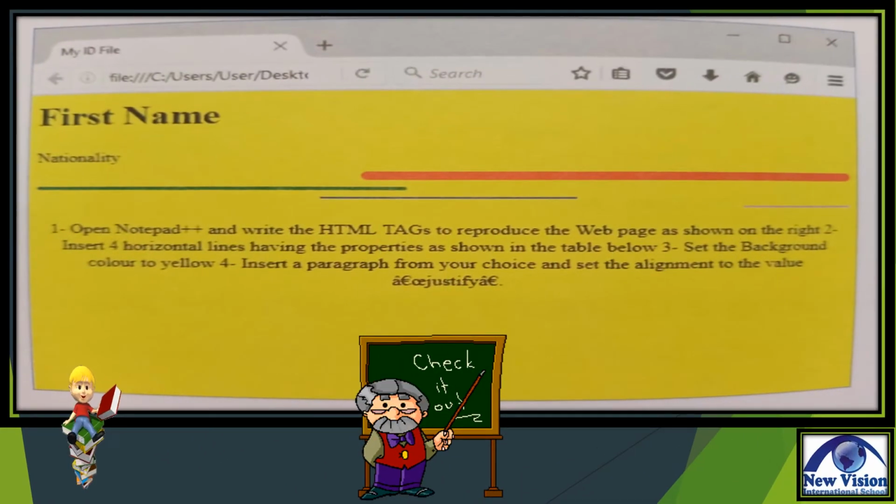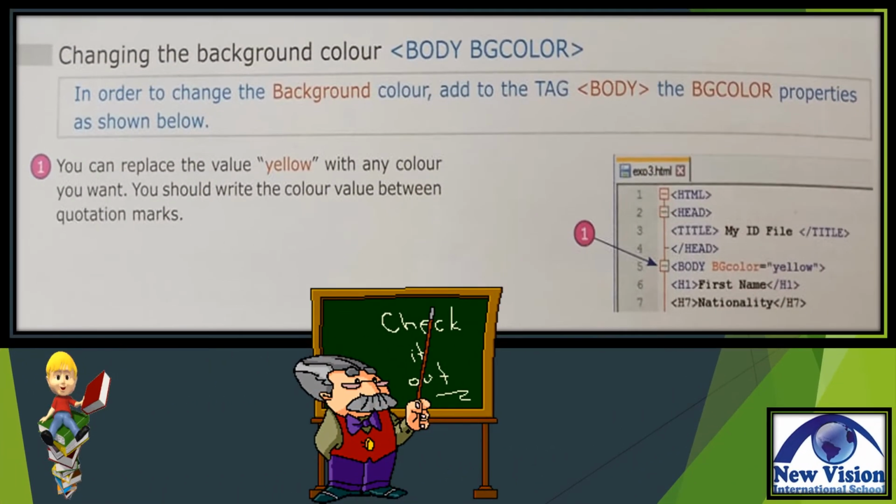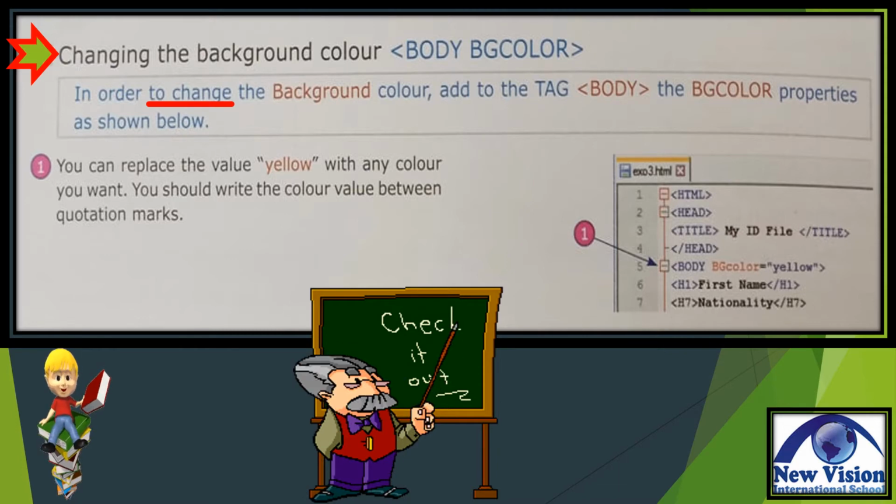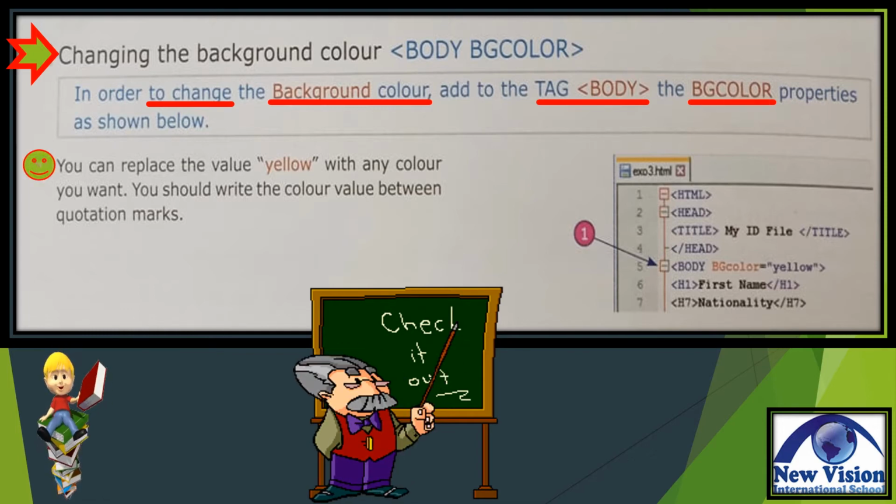In this lesson, you are expected to do project number 3, as shown in this slide. In order to do this, you should listen carefully to the following explanations. Let us start our discussion on changing the background color. In order to change the background color, you should add to the tag body the BGColor property as shown below. Remember, you can replace the value yellow with any color you want. You should write the color value between quotation marks. It is shown on the right corner.